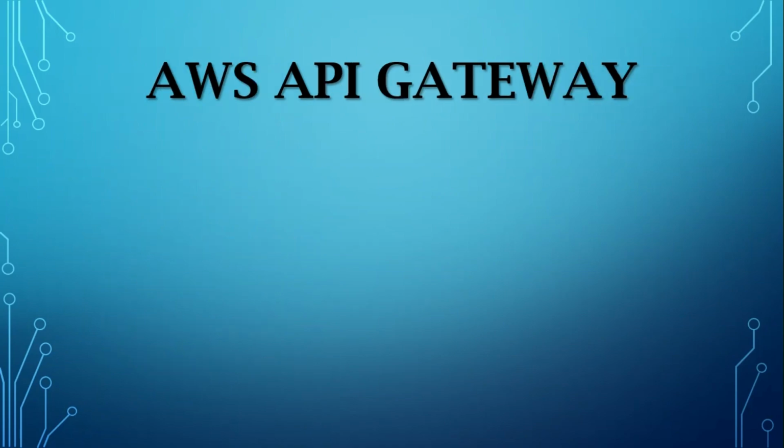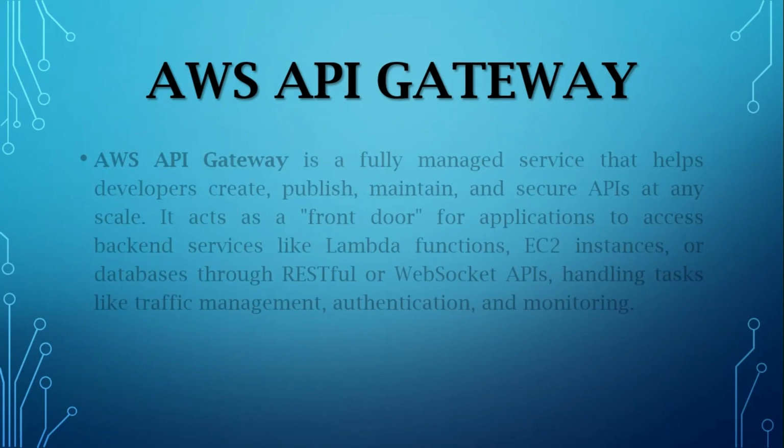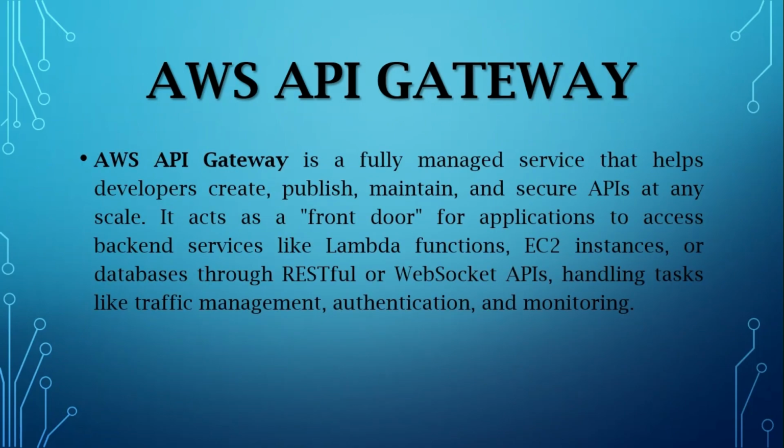And now, AWS API Gateway. API Gateway works with Lambda to build APIs. You define resources and methods in API Gateway, link them to Lambda, and deploy to make them accessible via HTTP. Now let's dive into hands-on.